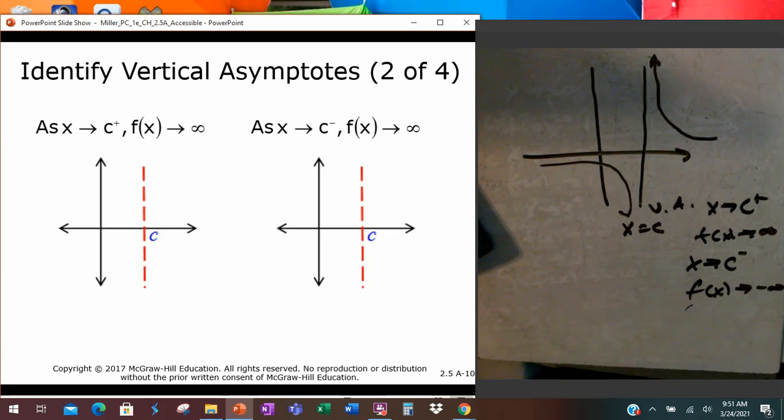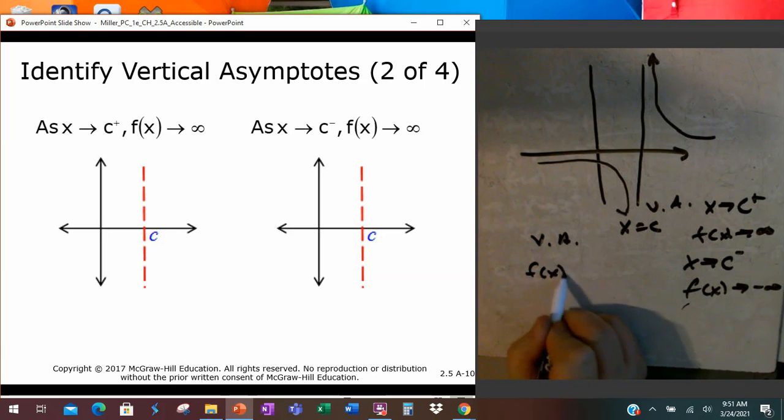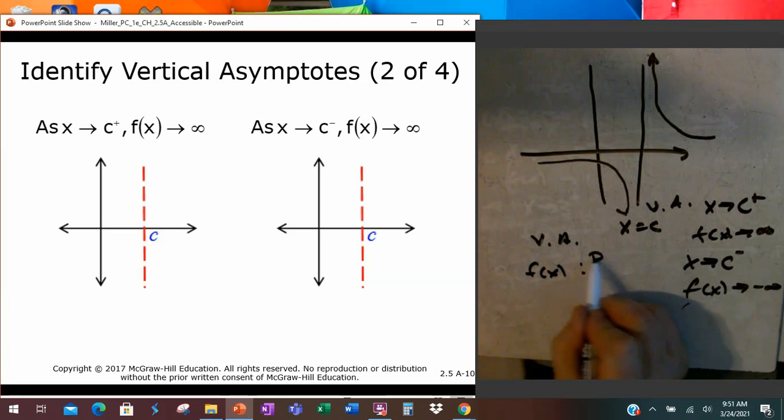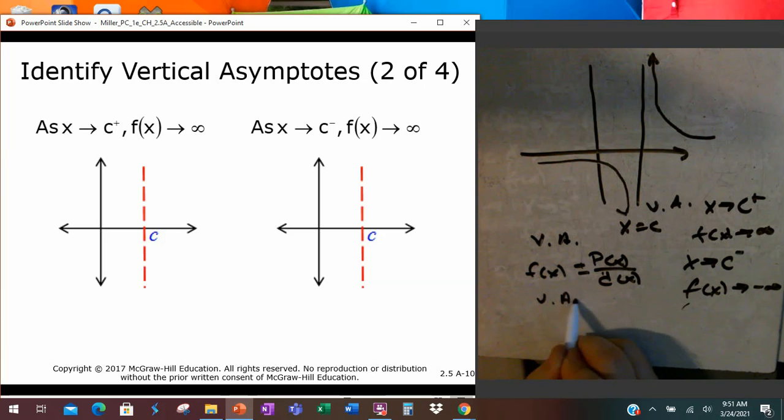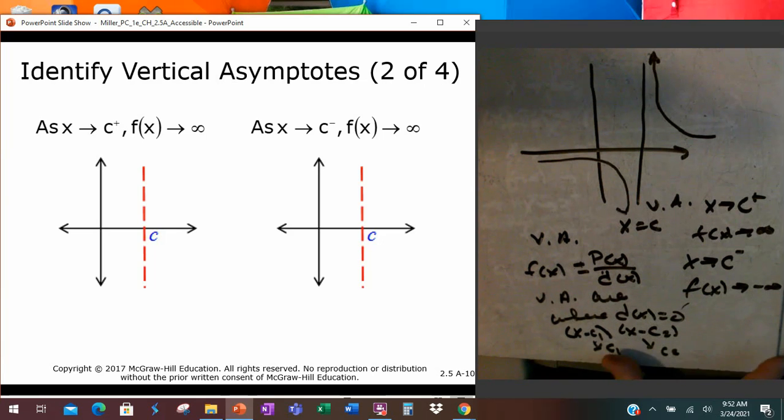The vertical asymptotes: if I've got some function, and this is some polynomial divided by a divisor, vertical asymptotes are where the divisor is equal to 0. And if I've got multiple factors, x minus c1, x minus c2, I would have that many vertical asymptotes. However many factors, I keep writing those as vertical asymptotes.